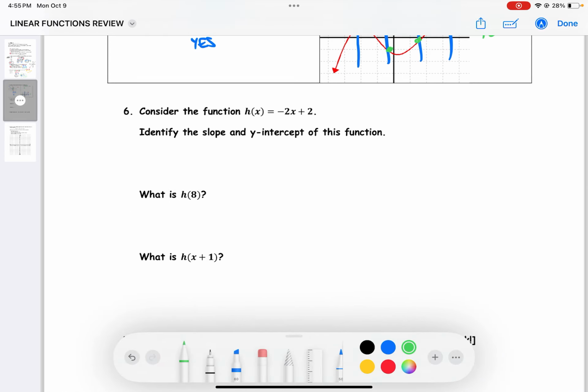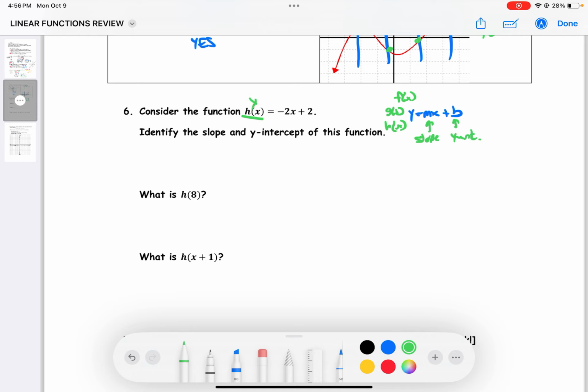Number 6, once again, we're looking at pulling slope and y-intercept from a function. So mx plus b, where m is the slope and b is the y-intercept, right? And of course, for y, I could have f of x or g of x or h of x or really any letter of x in place of that. So that way we're able to use function notation. So don't be thrown off by h of x. You can just kind of pretend that it's a y if you want.